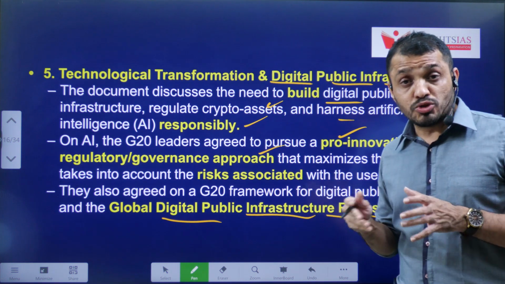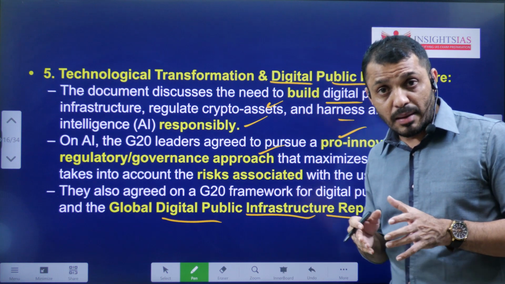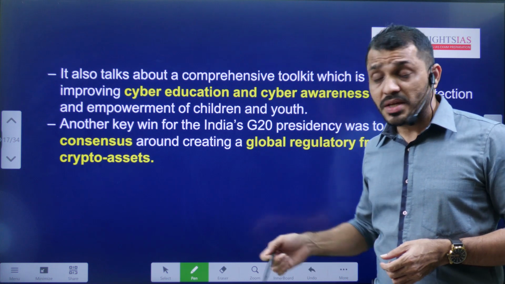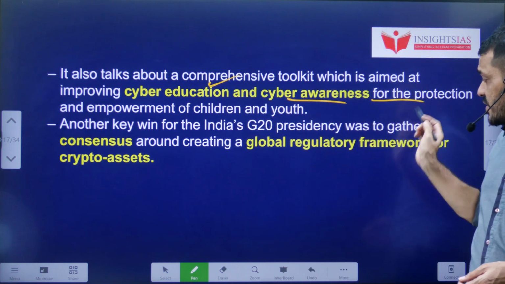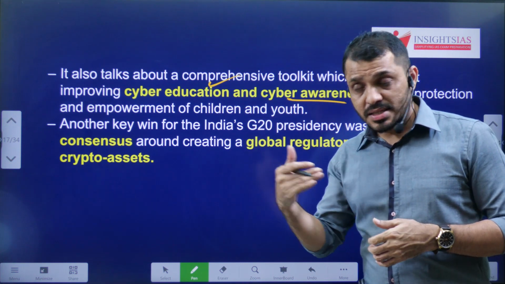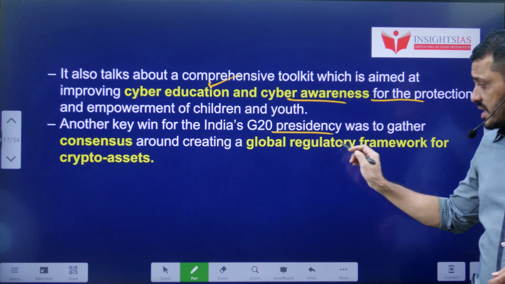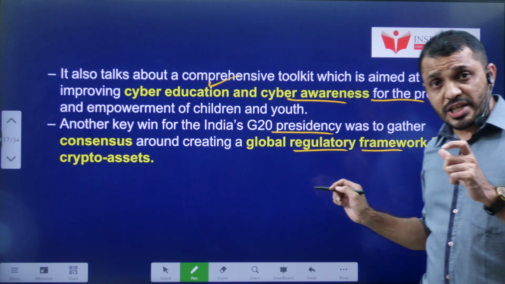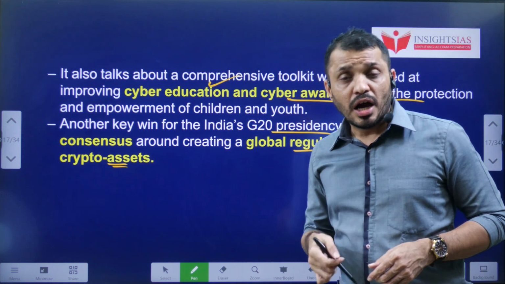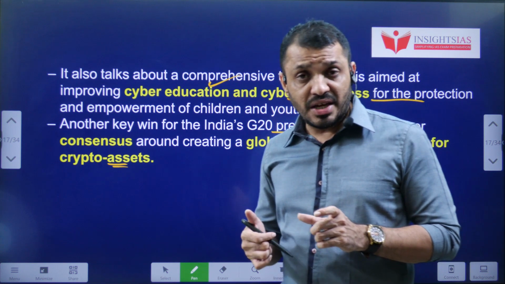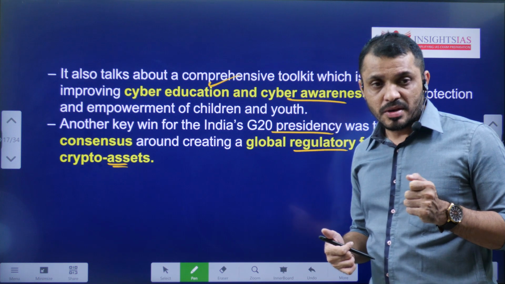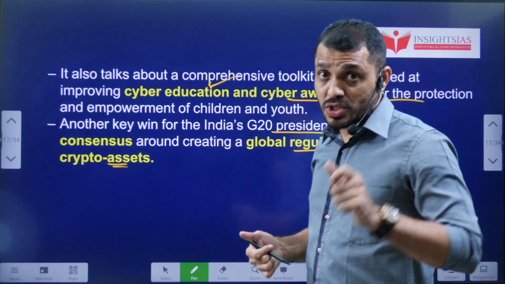It is the one which is going to host public information among the nations. It also discussed cyber education and cyber awareness for the protection and empowerment of children and youth. So improving the cyber education. And another takeaway point is that G20 nations advocated for a global regulatory framework for crypto assets. How the crypto assets should be regulated. We are discussing certain mechanisms to regulate crypto assets, because nowadays crypto assets can be misused also.